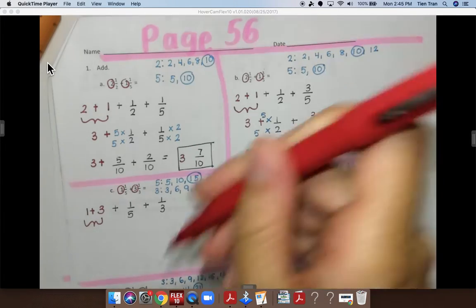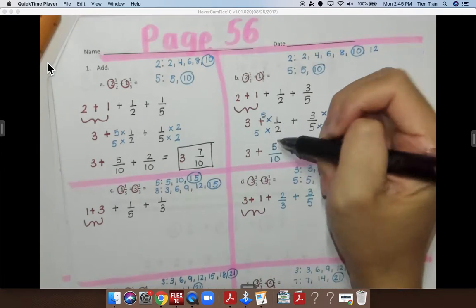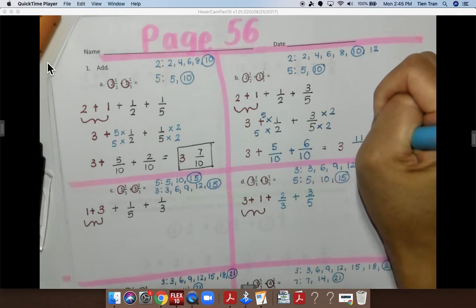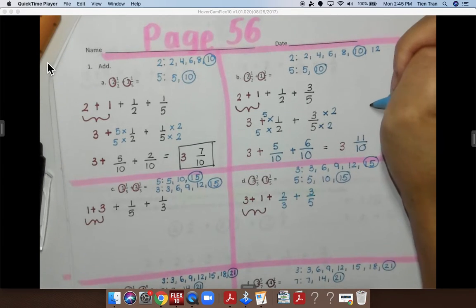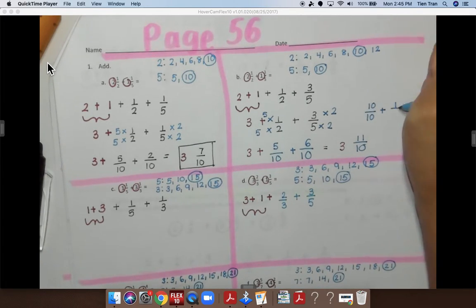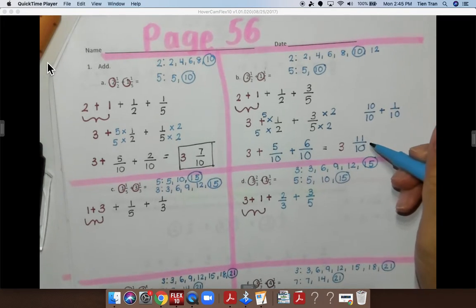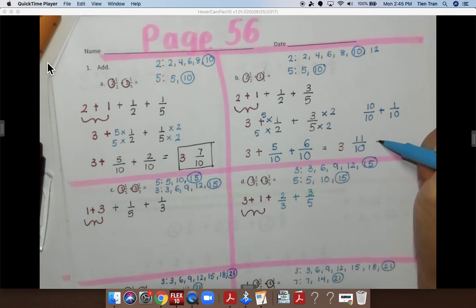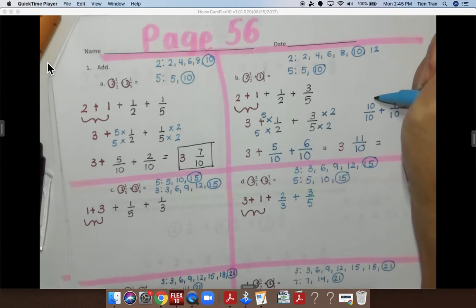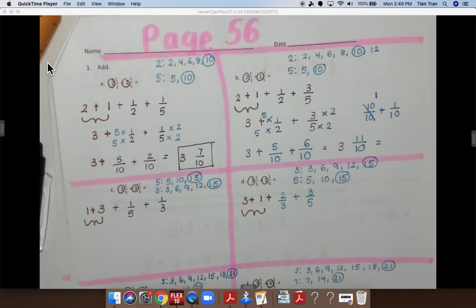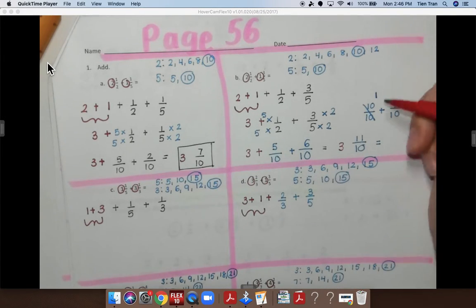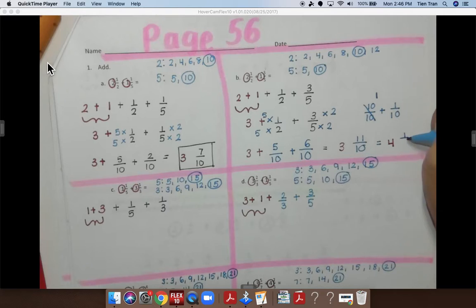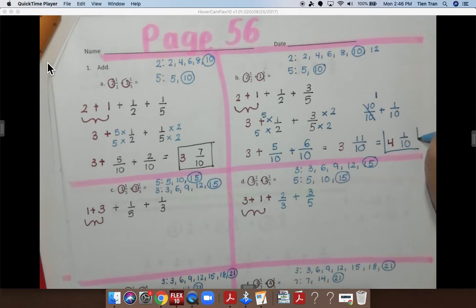For the 3, I'm just going to bring it right over. And we have 5 plus 6. I know that 5 plus 6 is equal to 11. So I have 11 tenths. Now, we know that 10 tenths plus 1 tenth is equal to 11 tenths. And notice that the numerator is higher than the denominator. So I'm going to change this and simplify it. 10 tenths is equal to 1. So now I have 1 and 1 tenth. 3 plus 1 is equal to 4. And I have 1 tenth as my leftover. So my final answer is equal to 4 and 1 tenth.